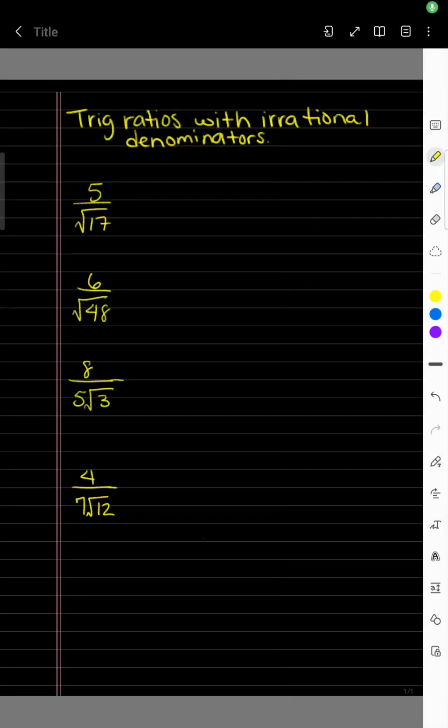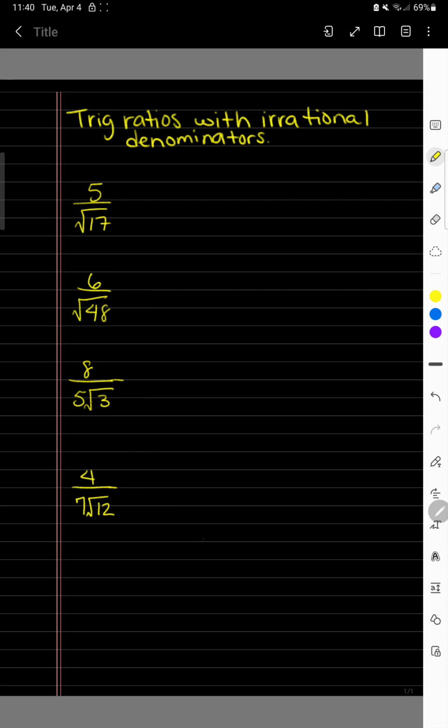Going off of trigonometric ratios, since we're working with right triangles, we will have some triangles with square roots as one of the sides. So we have to know how to fix an irrational denominator. All of these are examples of irrational denominators. They have square root boxes on the bottom. So we have to fix that before we can do our trigonometric ratios.